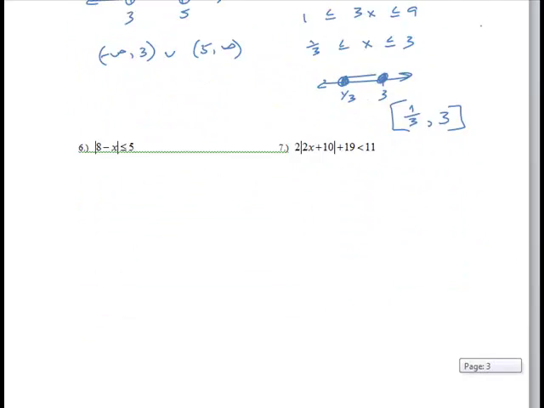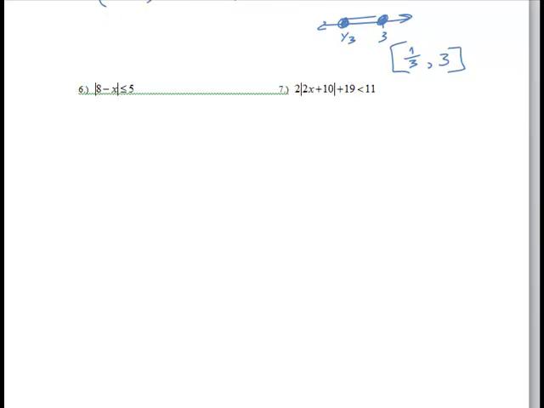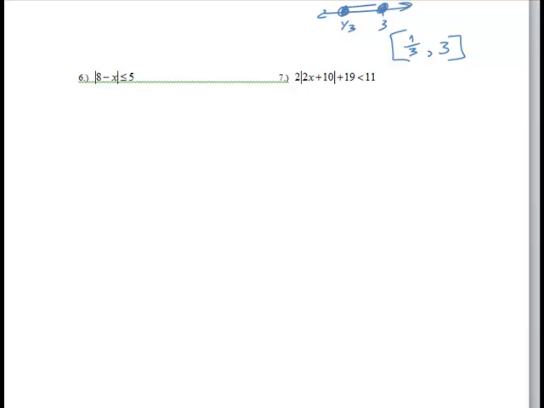Example 6, another absolute value inequality. Step number 1 once again is done for us. The absolute value is already isolated on the left-hand side. So drop the absolute values by rewriting it as a compound inequality once again, because that inequality sign is less than or equal to. So drop the absolute values, carry that inequality sign out in front again, and multiply that 5 by -1, giving us -5.